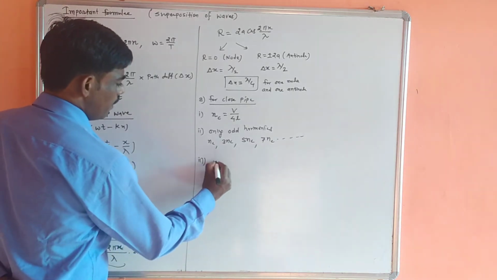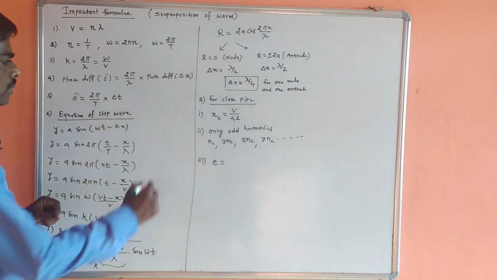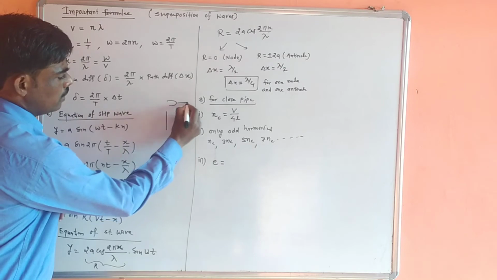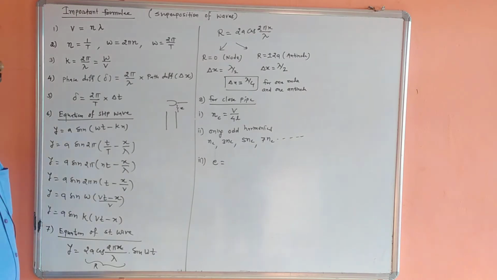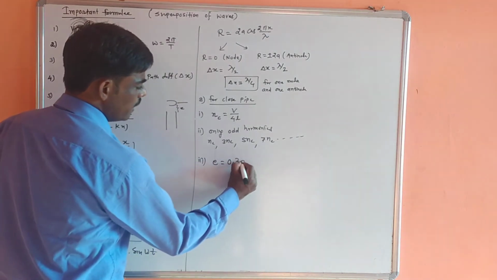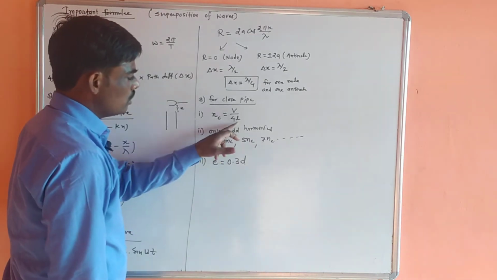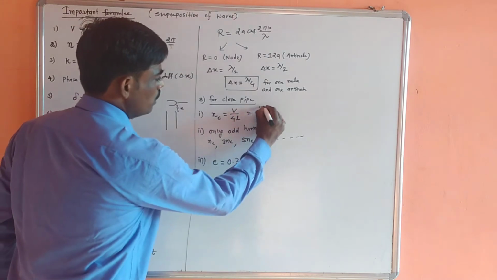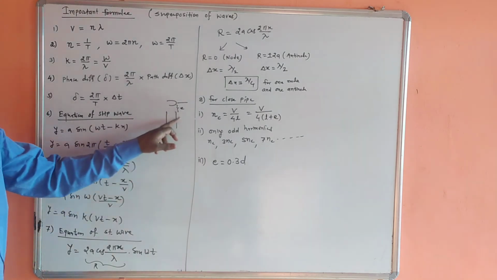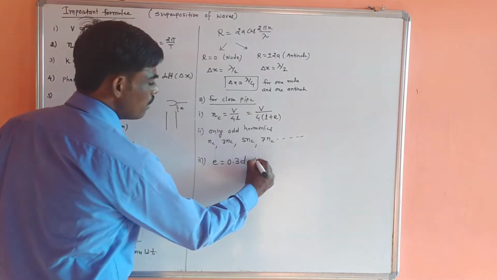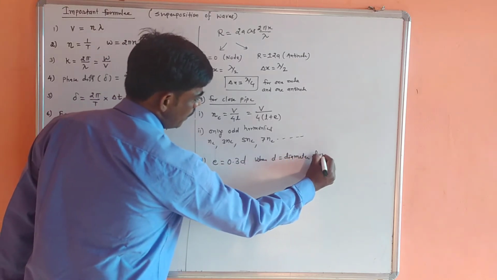Then end correction, which is nothing but the distance between the open end of the tube. If suppose this is the tube, then this vibrating tuning fork and open end of the tube, it is called end correction. So this end correction is 0.3D for closed pipe. If end correction is given to you, there will be correction in this formula. It becomes v upon 4 into L plus e. This is 0.3D, where D is the diameter of the pipe. Remember, D is the diameter of the pipe.